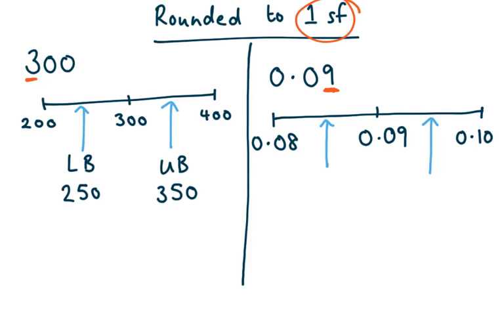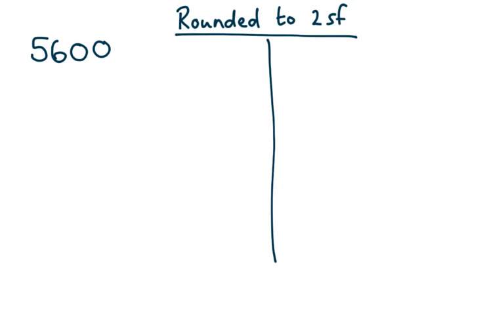What's in the middle of these two? 0.085, that's your lower bound, and 0.095, that's your upper bound. Final example. This number has been rounded to two significant figures. Put your number in the middle of your number line.